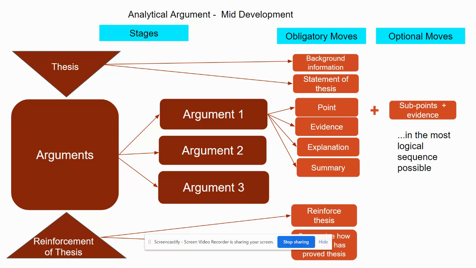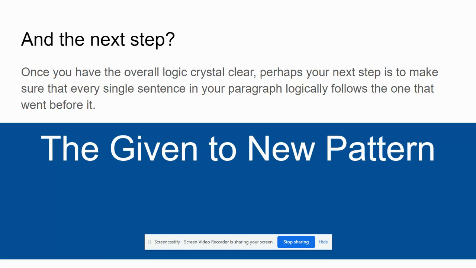Okay, if you've got that logical sequence really happening, one of the next strategies you might want to work on is called a given to new pattern, and that strategy actually allows you then to make sure that every single sentence in your paragraph connects back tightly to what has gone before.